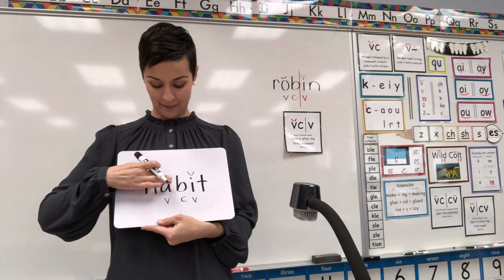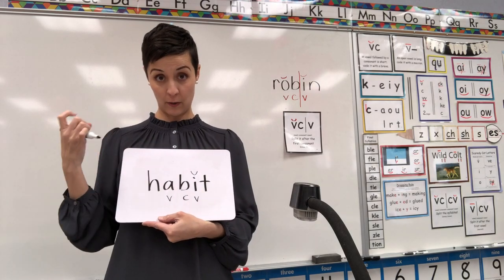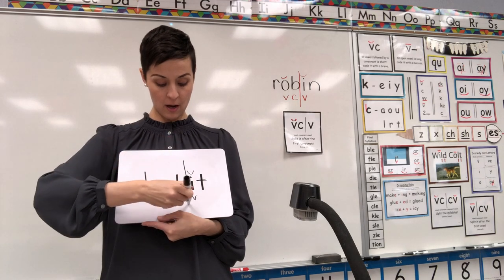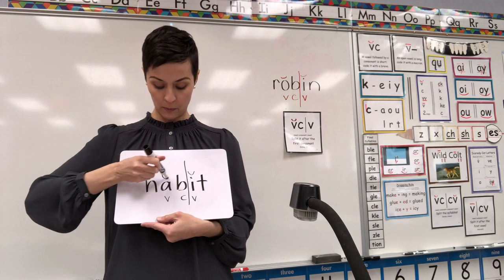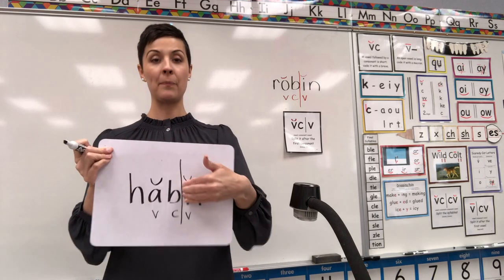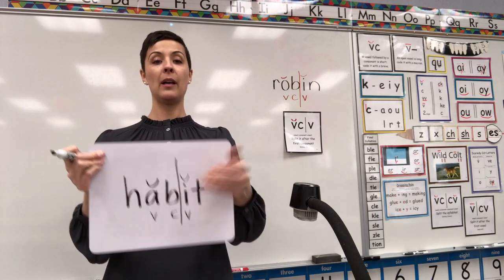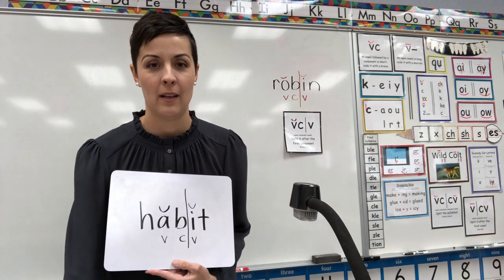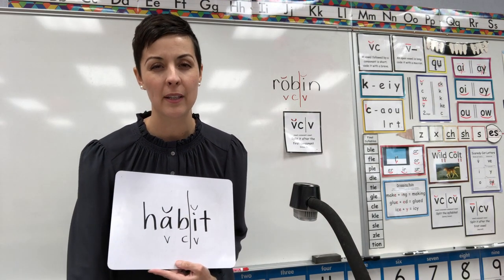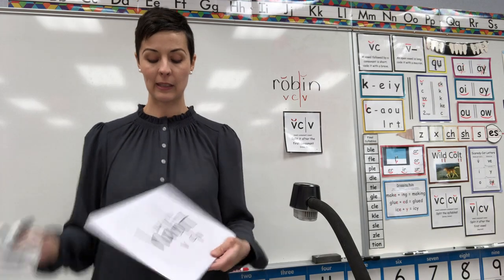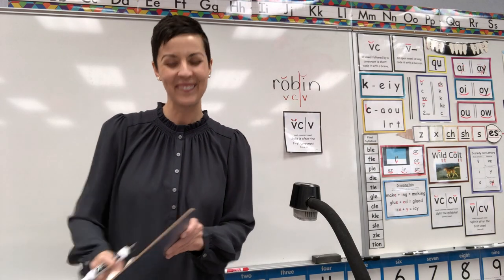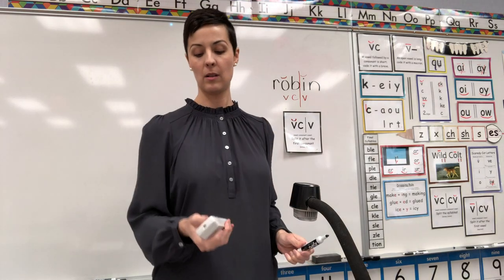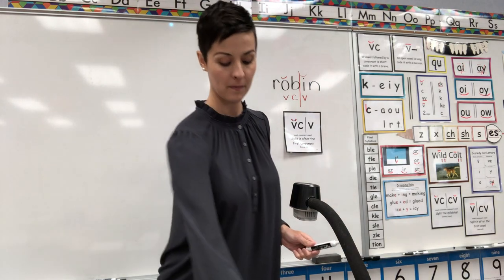Sorry. I think the teacher forgot where to split it. Split it after the first consonant. Now we have our vowel followed by a consonant. Okay, that looks better. Now it says, hab it, habit. Oh. If you got it right and the teacher didn't, that makes me so upset. Just kidding. Okay. Erase, and let's go back to our worksheet.